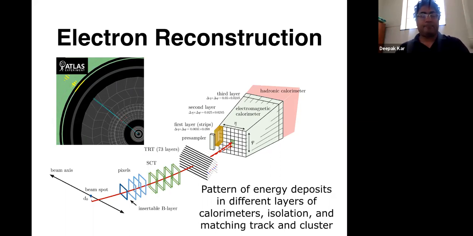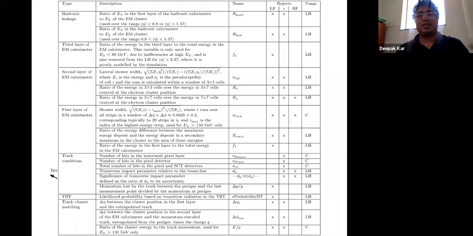So from that path and the energy deposit, there are many, many variables we can construct: how the energy is deposited, what is the pattern, what's the angle, how many layers, and so on. Again, I'm not going to go into all the details, but there are many different variables we need to look at to make sure this is an electron. And this is a classic case of optimizing in a 20, 30 dimensional space.